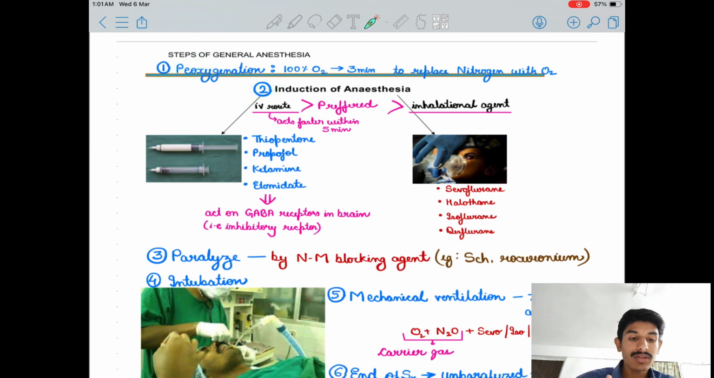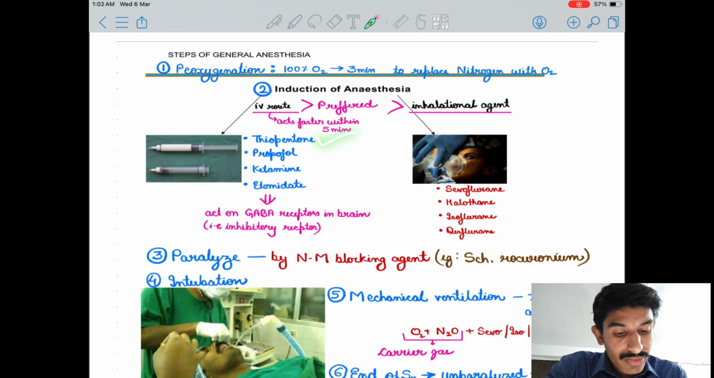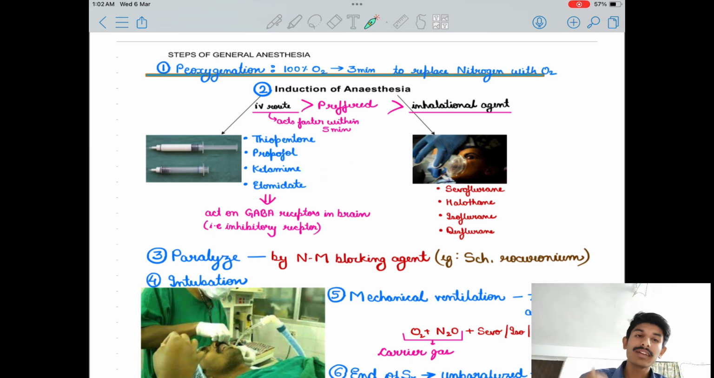First we give the IV route, which is preferred mostly. If small babies are there, you can't give IV because they move their hand like this all the time. So for small kids we give inhalation. Okay, so these are the 4 drugs which you use: thiopentone, propofol, ketamine and etomidate. These are the drugs which we use for IV anesthesia.